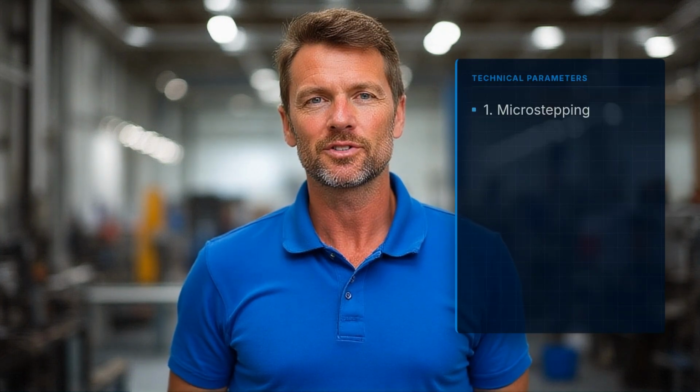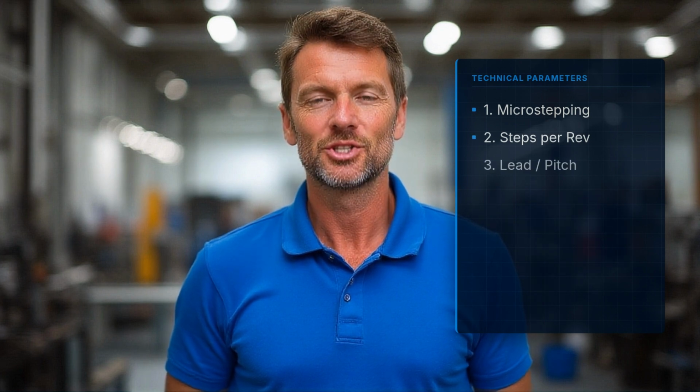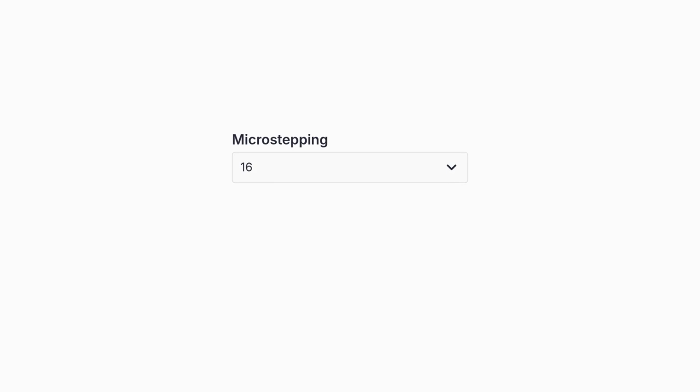First, we have the Microstepping drop-down menu with options ranging from 1 for full step, 2 for half step, and continuing with 4, 8, 16, 32, 64, 128, and 256. For this demonstration, I'm using 16 microstepping.